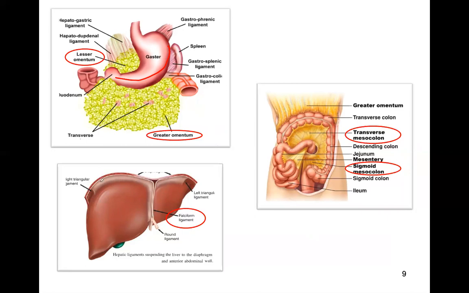Right here you have your liver. Again, this dome-shaped muscle you see right here, that's your diaphragm. And this line that you see right at the center, suspending the liver on the diaphragm, that's your falciform ligament.